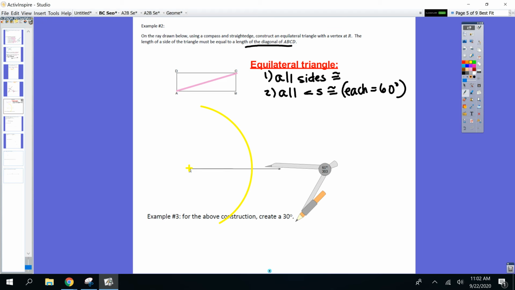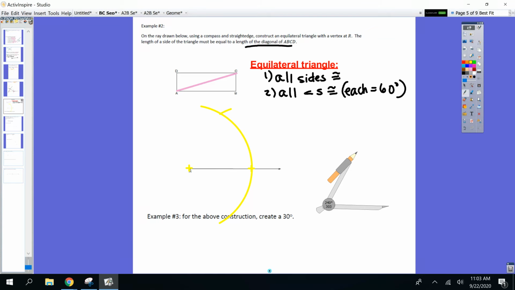Lucas, got a suggestion? On the point where the ray intersects the arc. Yep. Everyone see where your arc intersected your ray? Let's put your compass there, because remember, your compass is already opened up to the length of the diagonal, right? That's going to be a side of the triangle. All I want to do is make sure it intersects that first arc. So I have my compass on where it intersected the ray, and I'm making another arc so it intersects the first one. And do you see where the equilateral triangle now comes from?